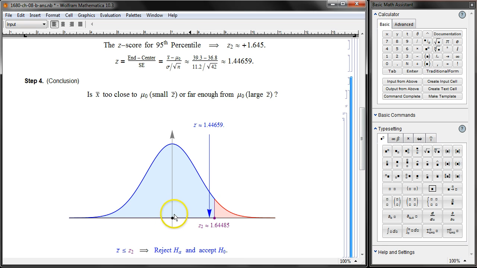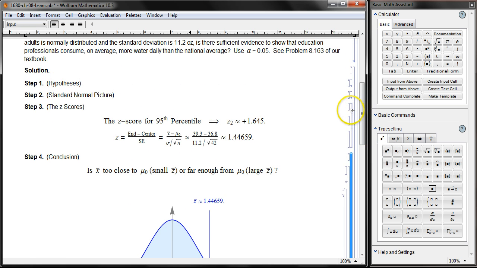So mu0 became 0, so that's 0. And then that critical value x became now critical z-score of 1.644 something. And then finally x bar became z bar, and it turns out 1.44 something. Compare the z bar and the critical z, and z bar fell into the blue region, so H0 wins. Reject the alternative hypothesis and accept the null hypothesis.